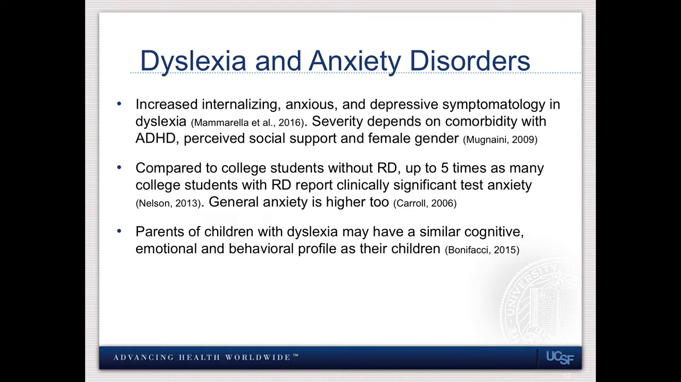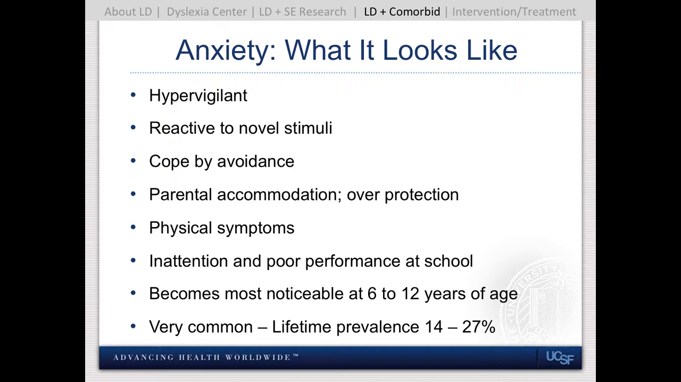So what does it look like when people feel anxious? I think we all know, but people are hypervigilant. They're watching carefully for that situation where they might be humiliated, where they might feel bad. They're reactive to novel stimuli. They don't like to go to a situation where they don't know what's going to happen. They feel anxious about that situation that is new and that they can't fully predict. So they avoid it. They say, I'm sick today, I can't go to school, or I don't want to go to that party because I don't know what's going to happen there, and I might feel a loss of control and that I'm not doing very well.